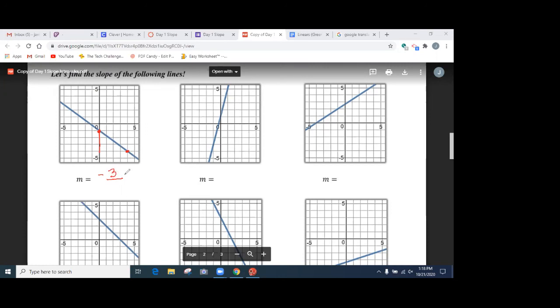So you always go up or down first, depending on the point that you chose to start at. Then we count over. So how many did we go over? 1, 2, 3, 4. So our slope is going to be -3/4. And this is rise over run.